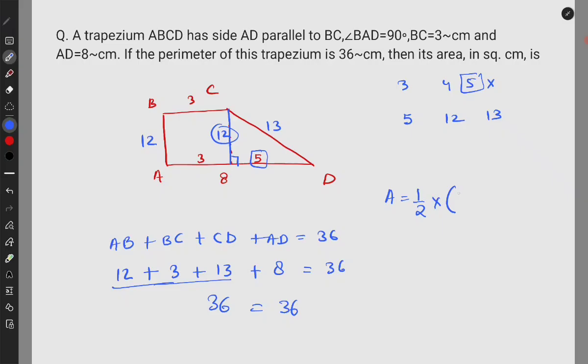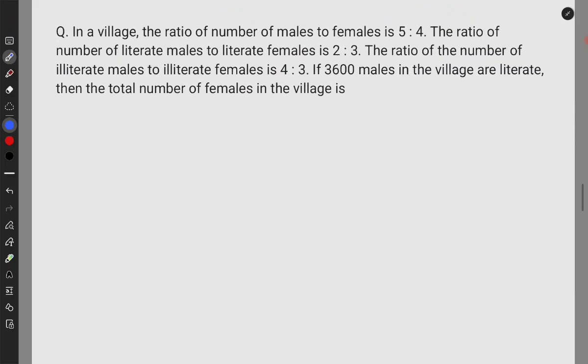1 by 2, sum of parallel sides, that is 8 plus 3, and multiply by height. So 1 by 2 into 11 into 12, that will give us 66 centimeters square. Alright, quite an easy question. Now let's move to the next question.